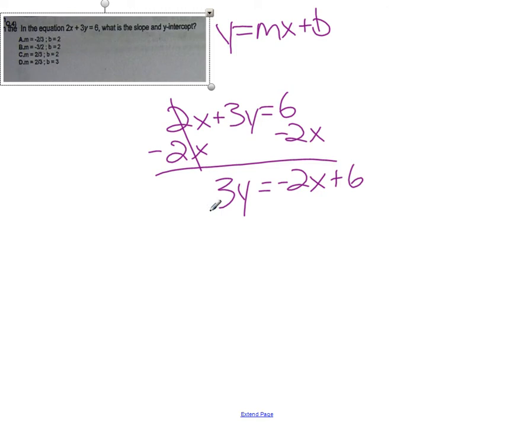Now we can divide by 3, which means we divide everything on this side by 3. So this is going to cancel out. We're going to get y equals... We can't do anything with this. We're just going to leave it as negative 2/3 x. And then 6 divided by 3 is 2.